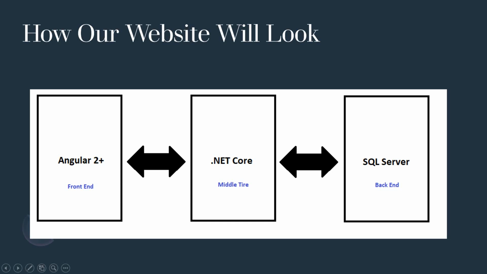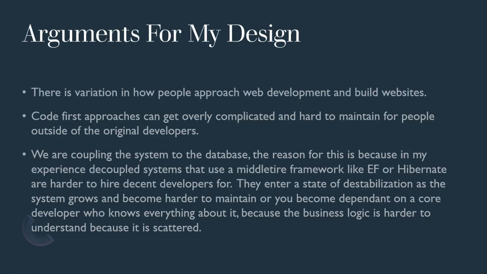So whenever a user interacts with our front end, which is basically the user interface, and it needs information or wants to pass back information to be stored, it'll pass back into our .NET Core layer and then go to our database. We'll delve more into this later on.